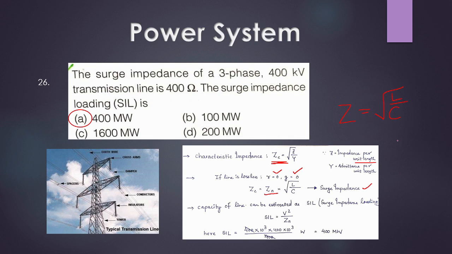If it is asked what is surge impedance loading, it will be V square by Z, V square by surge impedance. As you can see, V is given as 400 kV and surge impedance is given as 400 ohm. So surge impedance loading equals 400 into 400 divided by 400. The answer will be 400 megawatt. So option A is the right option.